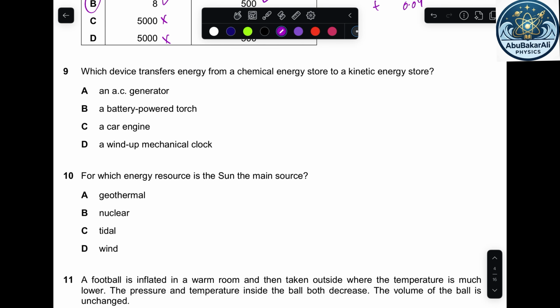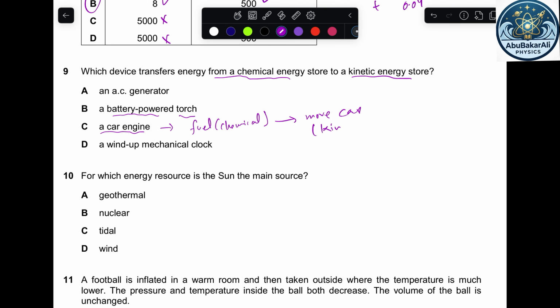Moving forward, question 9. Which device transfers energy from a chemical energy store to a kinetic energy store? Okay, chemical to kinetic. A battery stores chemical energy, but if it is used as a torch, that is changing into light energy. Okay, if you see C, a car engine, it uses fuel. Fuel has chemical energy. That fuel will move the car. What is the motion of the car? That is kinetic energy. So C is the correct option.